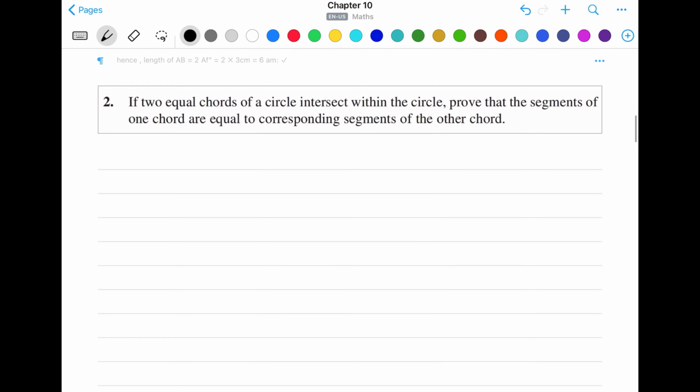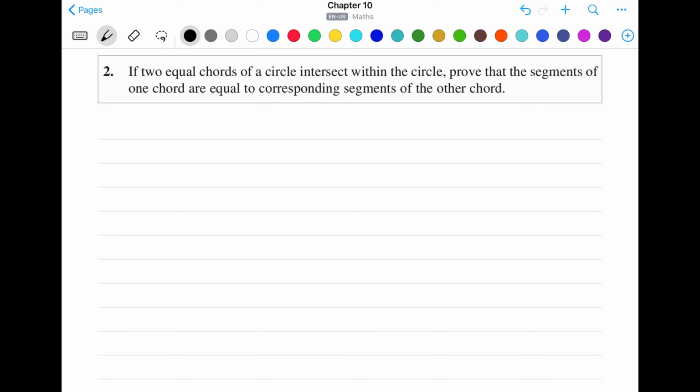Now moving to the next question. Question number 2 is: if two equal chords of a circle intersect within the circle.